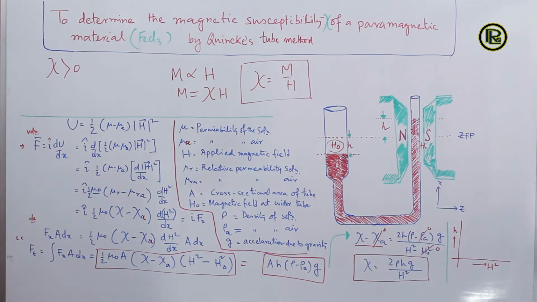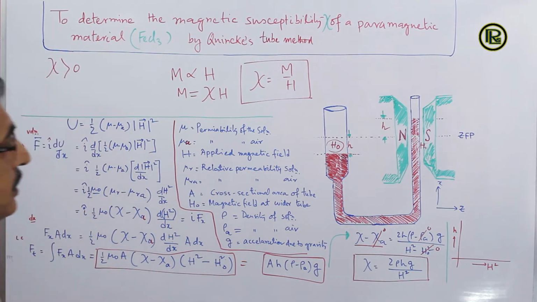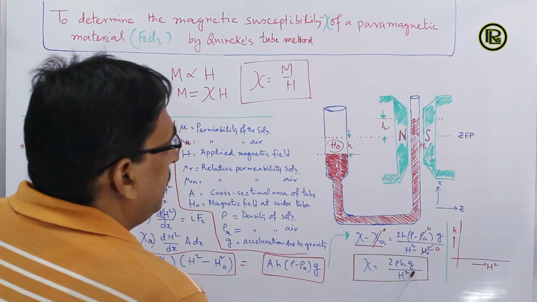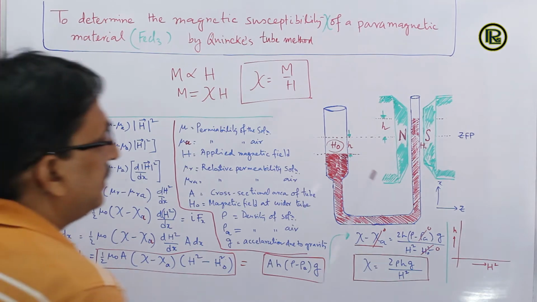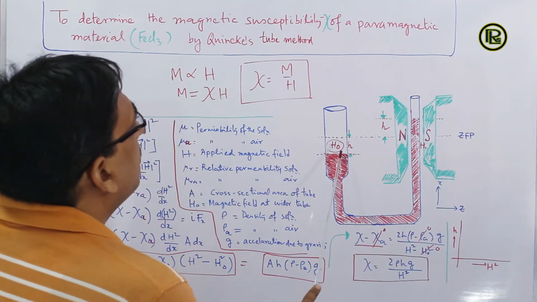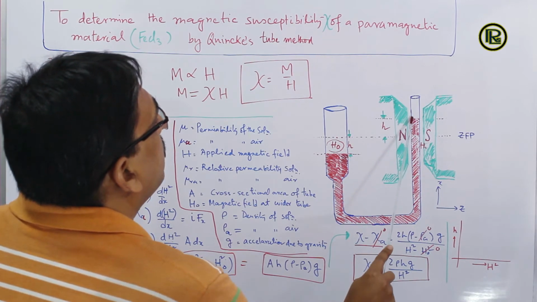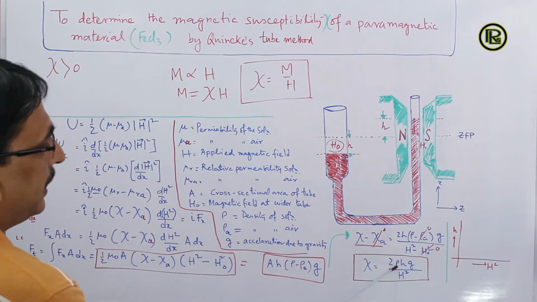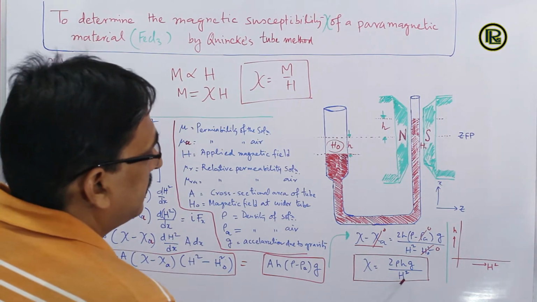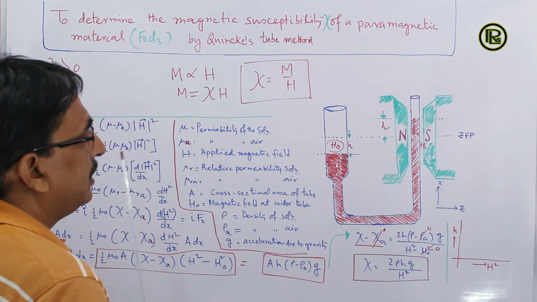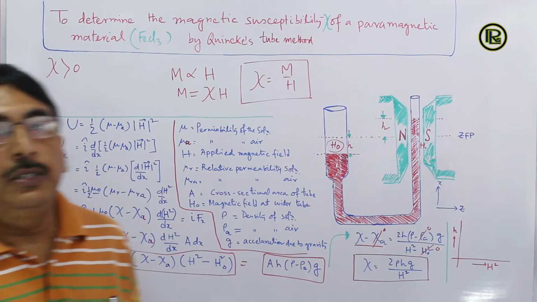So for my experiment, I am going to use this formula. So this g is the acceleration due to gravity, h is the rise of the liquid in the narrow tube, and rho is the density of my solution, and this H is the magnetic field value. So this experiment has two parts.